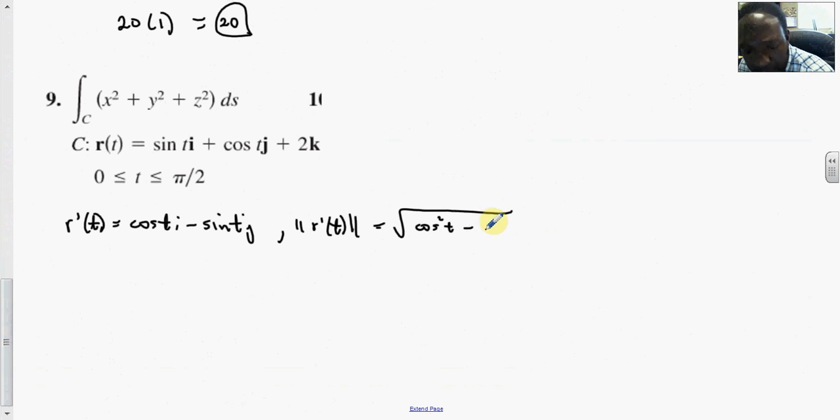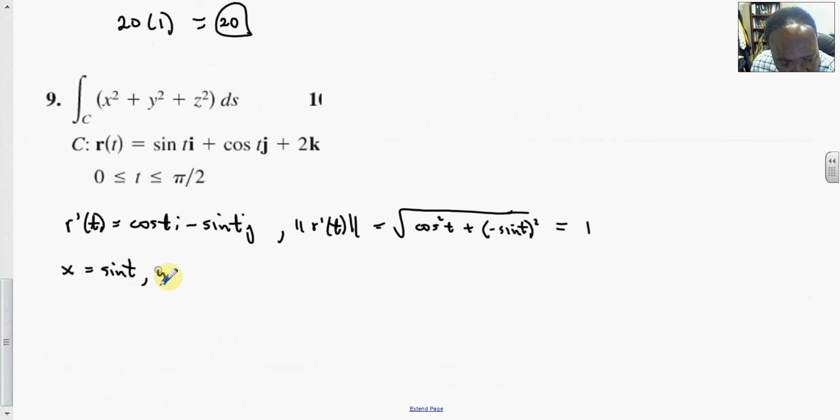That's written kind of funny. Plus parentheses negative sine t to be squared. Well, it's equal to 1. Now, do you see that x is equal to sine t, y is equal to cosine t, and z is equal to 2?